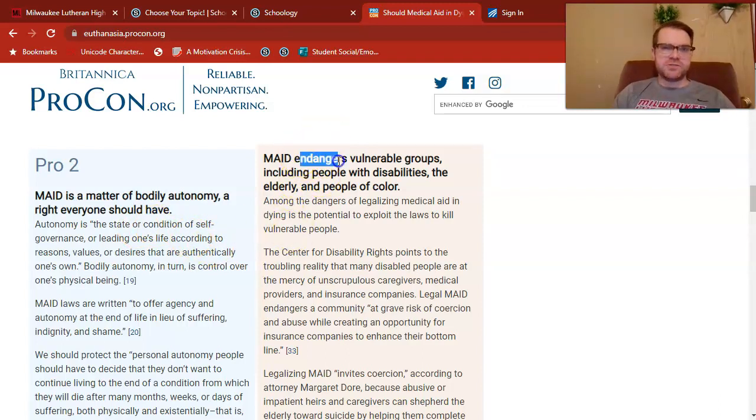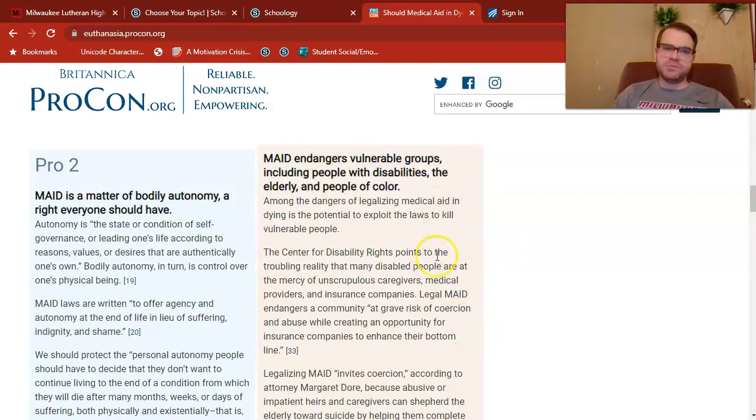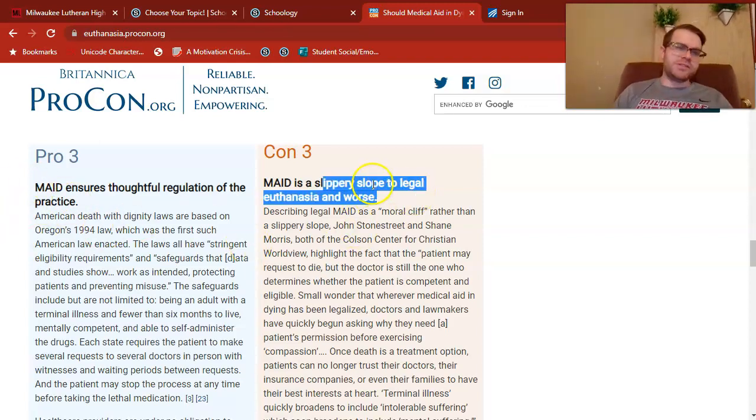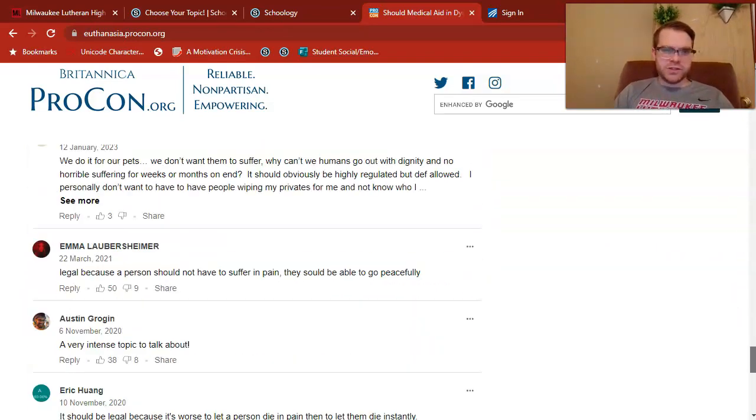On the other side, it endangers vulnerable groups, including people with disabilities, the elderly, and people of color. I'm interested how they make that debate, but I won't read that out loud right now. Ensures thoughtful regulation of the practice. Just kind of paraphrasing what that means right there, is that if people are going to commit suicide anyway, why not run it through an organizational entity like hospitals, or like the healthcare system, is the basic argument there. The slippery slope argument, just the idea that if we start with doctor-assisted suicide, it's going to lead to worse and worse ramifications later, like euthanasia or eugenics, for instance. Any others here? Nope, they list off the top ones there, and there's more research to look below.